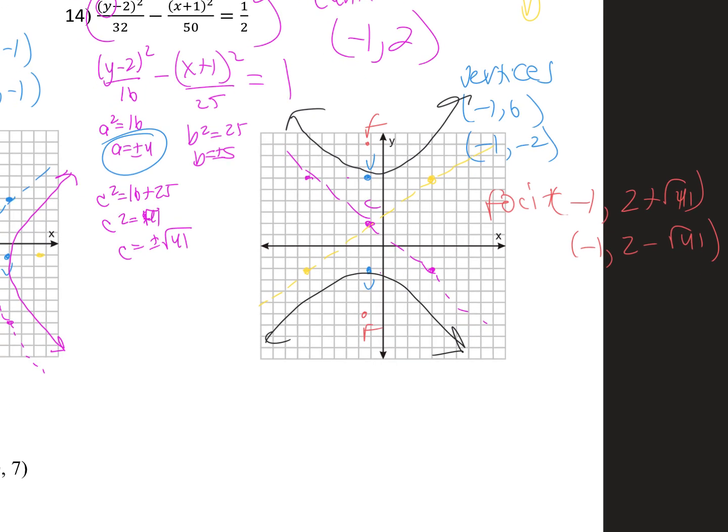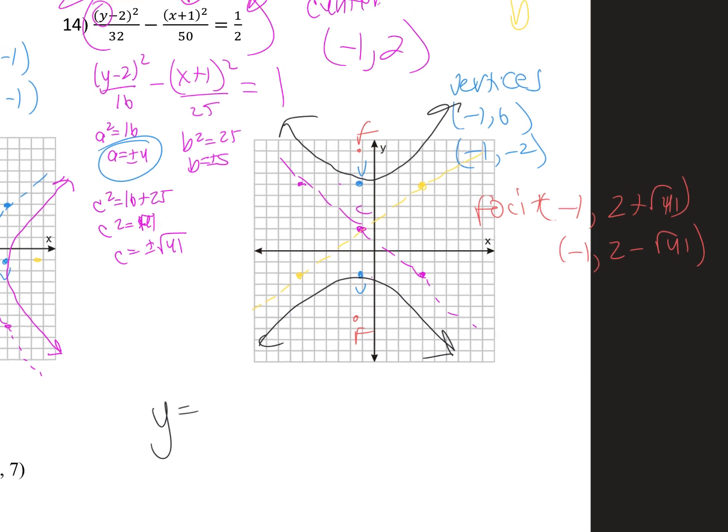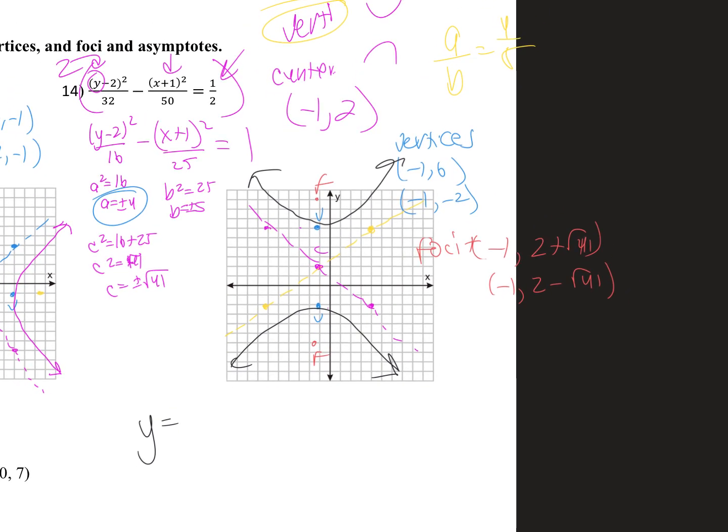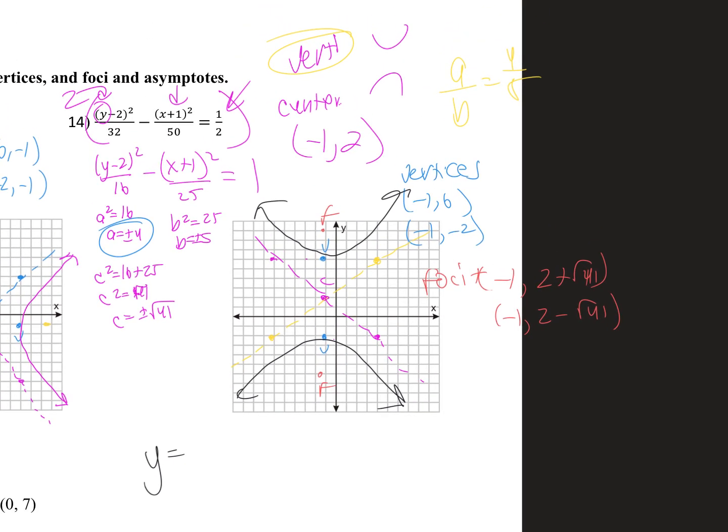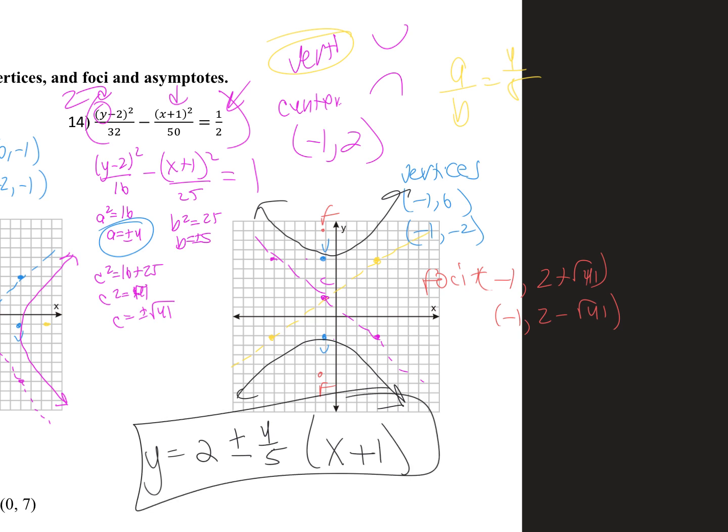If you're asked to write the equation, your equation would be y equals, well, think about this. It's going to be 2, which is my k value, plus or minus, what was your ratio? 4 over 5 times x minus, what's your center? Negative 1, so x minus the negative is going to give me plus 1. You just take your center and whatever your ratio is, A over B or B over A, and plug it into the formula.